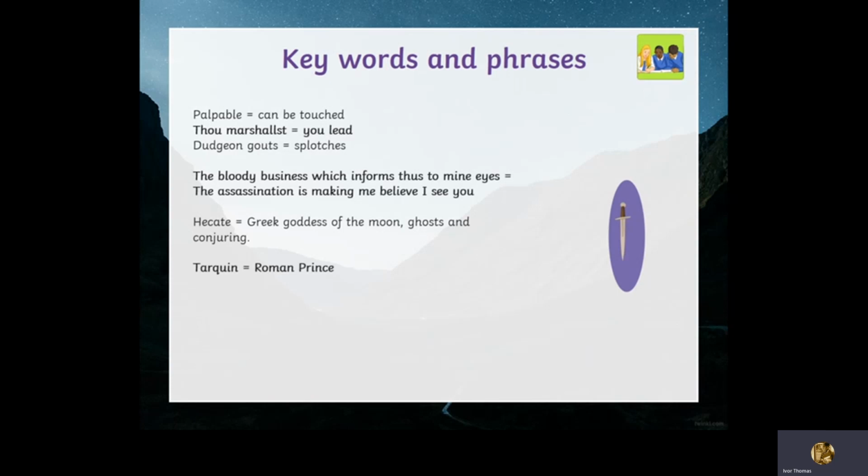Macbeth later refers to Tarquin. He says that he feels like Tarquin, the Roman prince. Now, this is somebody who snuck into a Roman wife's bedchamber and attacked her, actually. So Macbeth compares himself to Tarquin and to Hecate, people who do bad deeds at night.